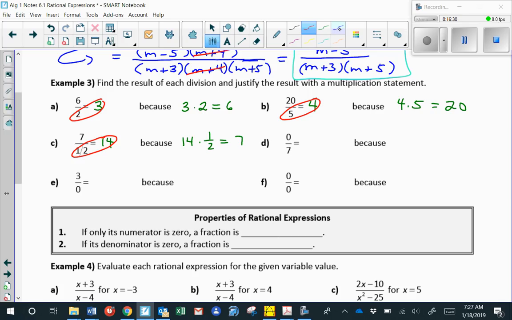Okay, so now let's look at 0 divided by 7. That result is 0. Why? Because 0 is the number that when you multiply it by 7 gives you back the numerator of 0. Same relationship is true for that division. 3 divided by 0 is, think about this for a minute, it's actually undefined because no number times 0 is 3.